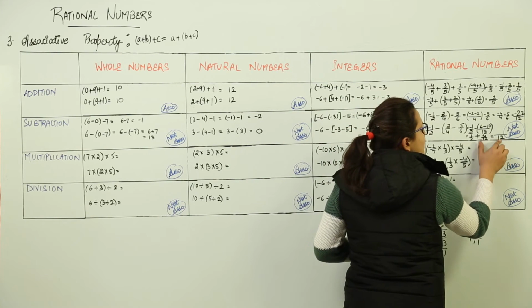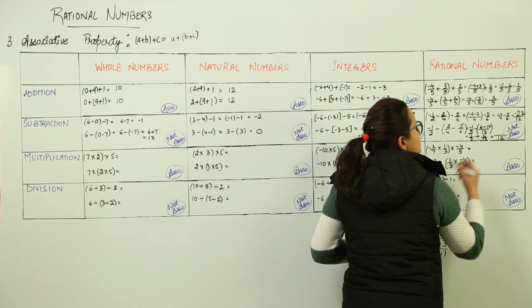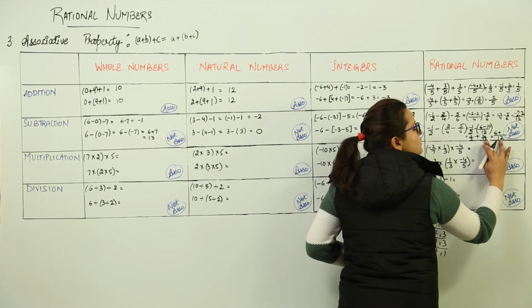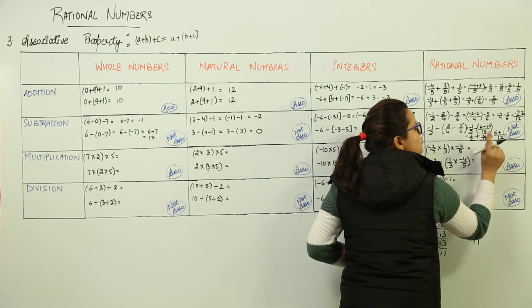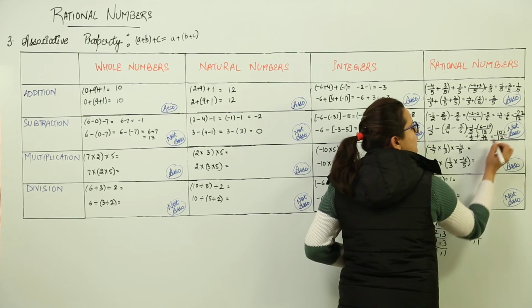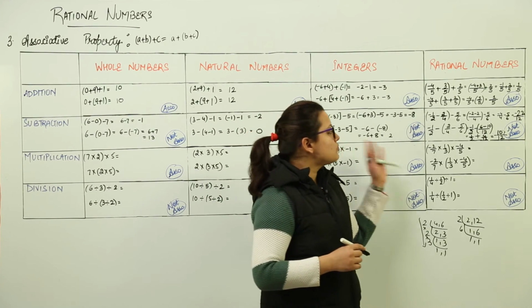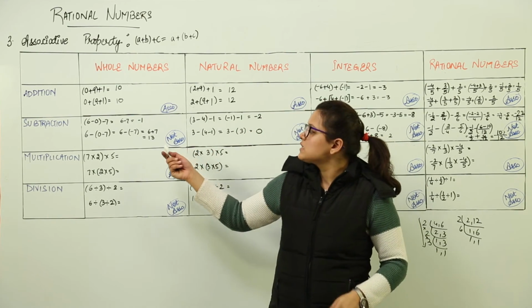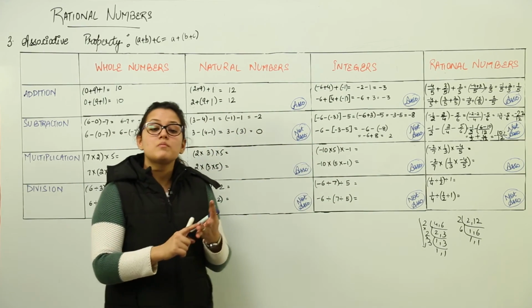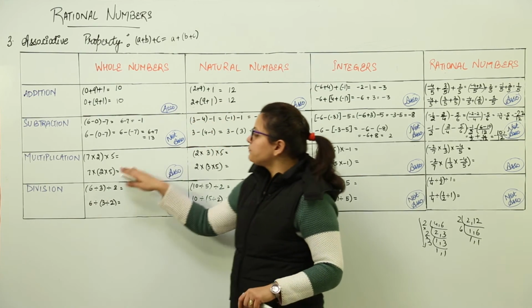12 is the LCM. What do you multiply 2 to get 12? 6. And what is 6 multiplied with 1? 6 only. What is 12 multiplied to get 12? 1. 1 into 4, you get 4. So 6 plus 4 gives you 10. You can check your answers are coming out to be different. So this proves that subtraction is not associative for whole numbers, natural numbers, integers and rational numbers. Right?